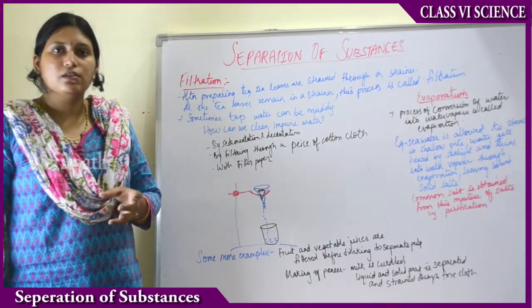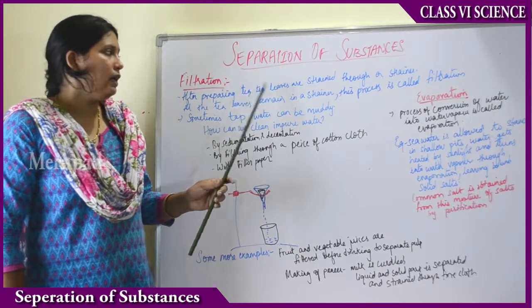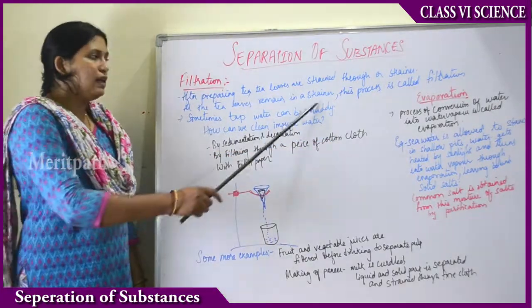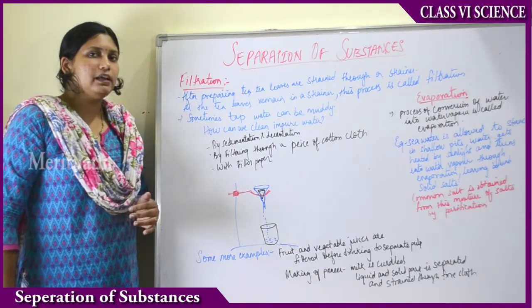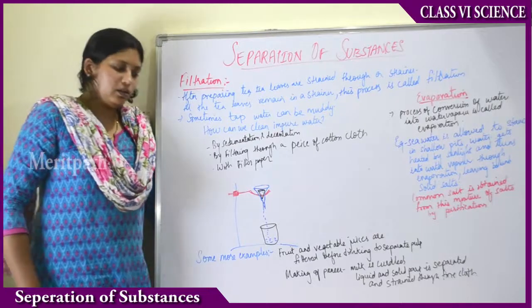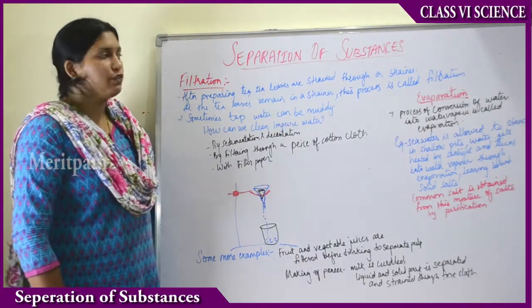What is left behind are tea leaves. So after preparing tea, the tea leaves are strained, and all the tea leaves remain in the strainer after the tea is filtered out. So this process is called filtration. Through the method of a strainer, if any liquid is filtered, it is known as filtration.